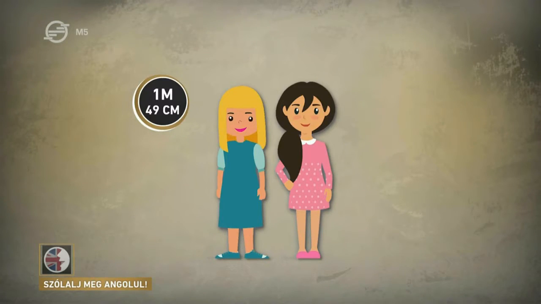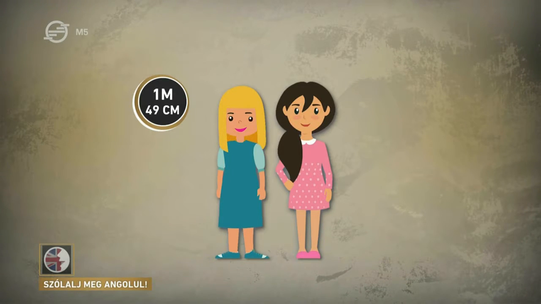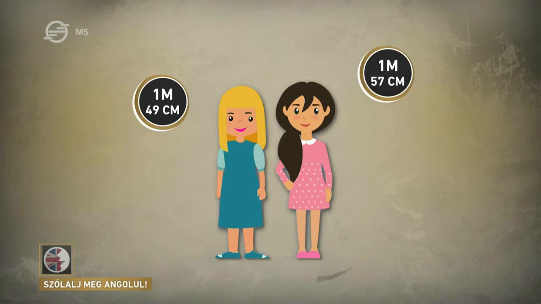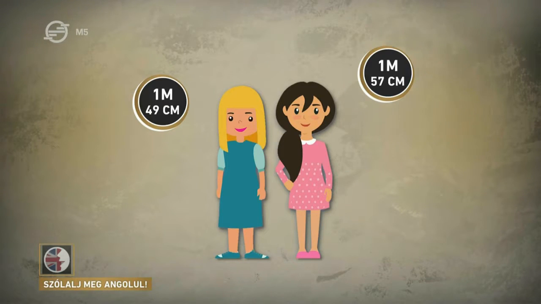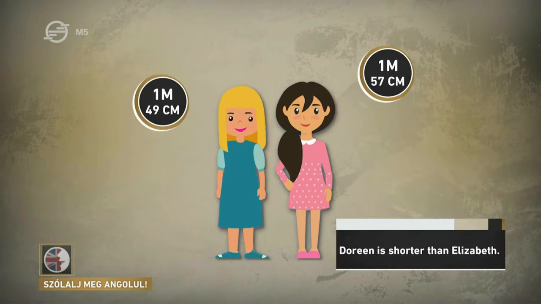Doreen is 1 meter 49 centimeters tall. She's 149 centimeters tall. Okay. Elizabeth is 1 meter 57 centimeters tall. She's 157 centimeters tall. This means that Doreen is shorter than Elizabeth.